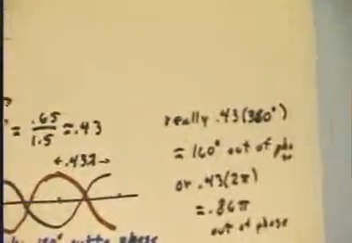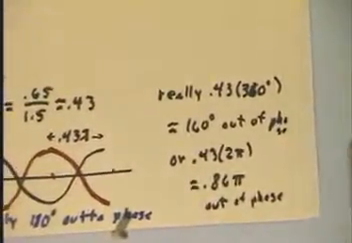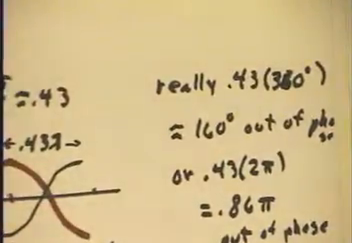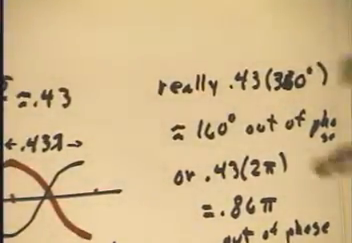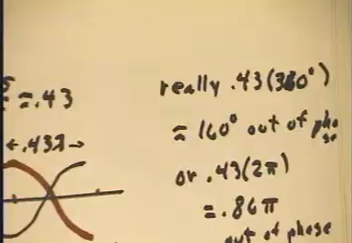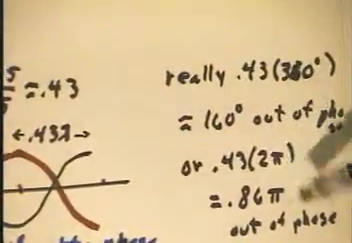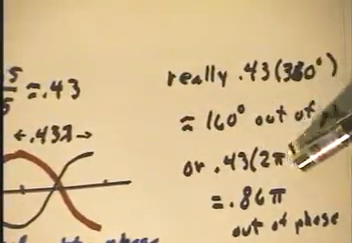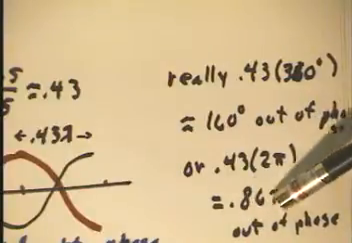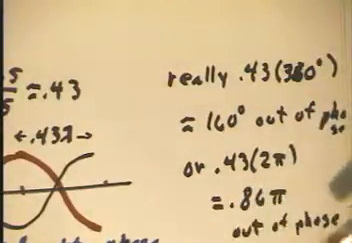To see exactly how far the waves are out of phase, well, it's 0.43 of 360 degrees out of phase, which is about 160 degrees, or 0.43 of 2 pi radians. Remember, when we don't have a unit on the angle, it's in radians, or 0.86 pi radians out of phase.